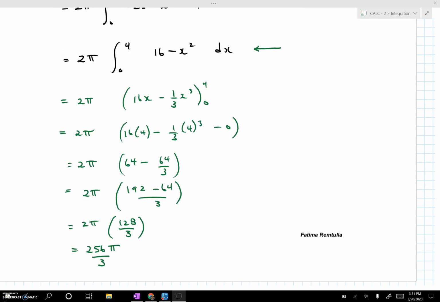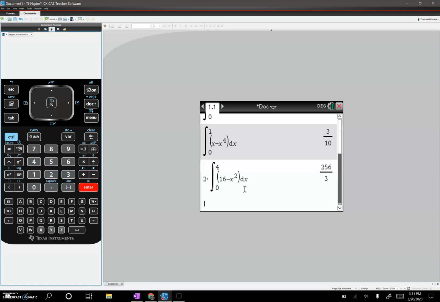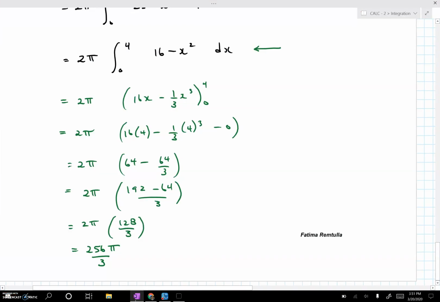Okay, so I integrated by hand. I got the integral of 16x minus a third x cubed applied from 4 to 0. I sub in the 4 and I sub in the 0. I get out 256 pi over 3 because I expanded everything. Now, if I go to my calculator, I did 2 times the integral from 0 to 4 of 16 minus x squared dx. Notice I got 256 over 3. I just have to add the pi in, and you'll notice that my answers are the exact same.